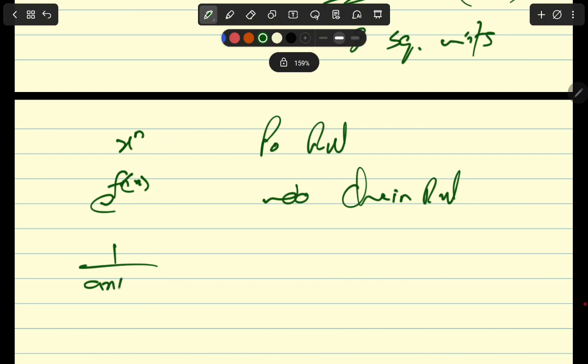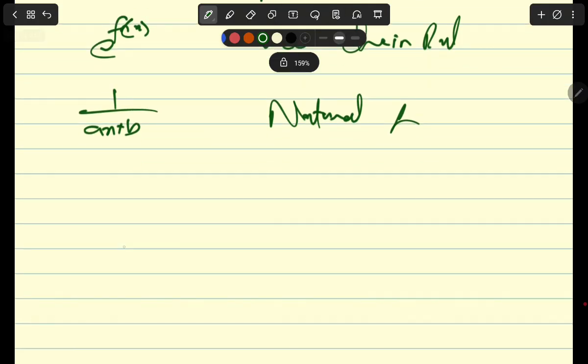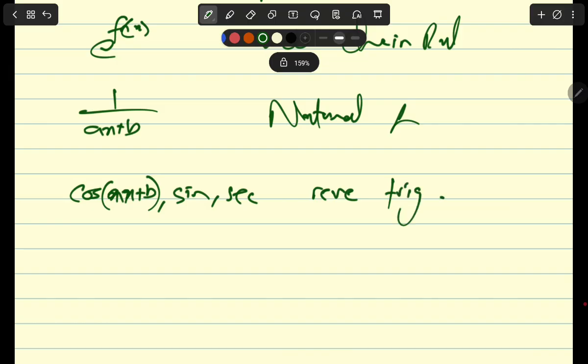If you see 1 upon ax plus b, you must think about the natural logarithm, because there's a linear function in the denominator and you are integrating it. When you look at cos(ax plus b), sin(ax plus b), or sec square(ax plus b), not tan, sorry, you must think about reverse trig differentiation, okay? And divide by the inner coefficient, right? Or the inner derivative. The students who score highly don't memorize dozens of rules. They identify the pattern first and then apply the correct reverse process.